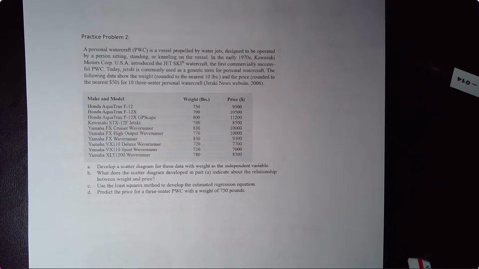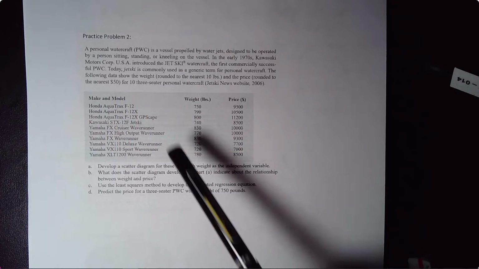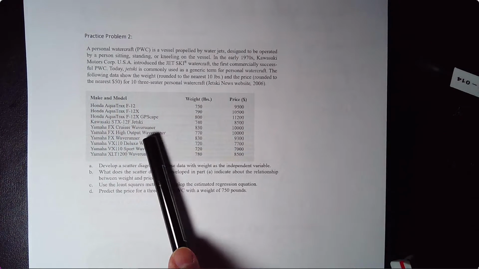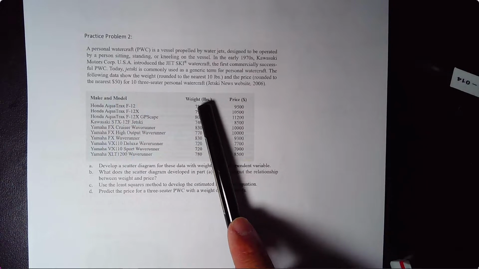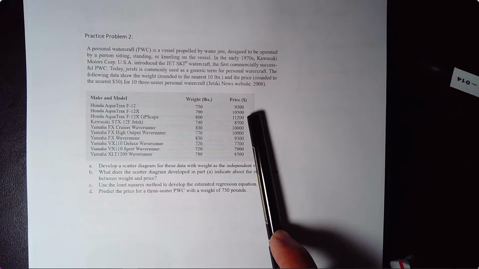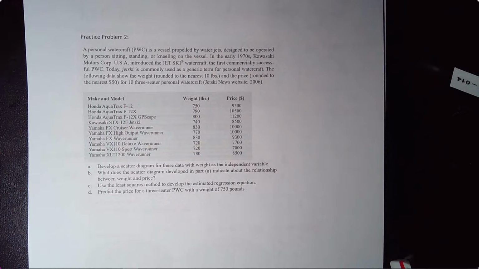Okay, let's do one more practice problem, but this time we're going to use Gretl here. So now here, go ahead and read the problem, take a minute. Right? And here we have jet skis, and we have two variables for every jet ski. We have the weight of the jet ski and the price of the jet ski. And so the goal here is to see if we can predict the price using the weight.